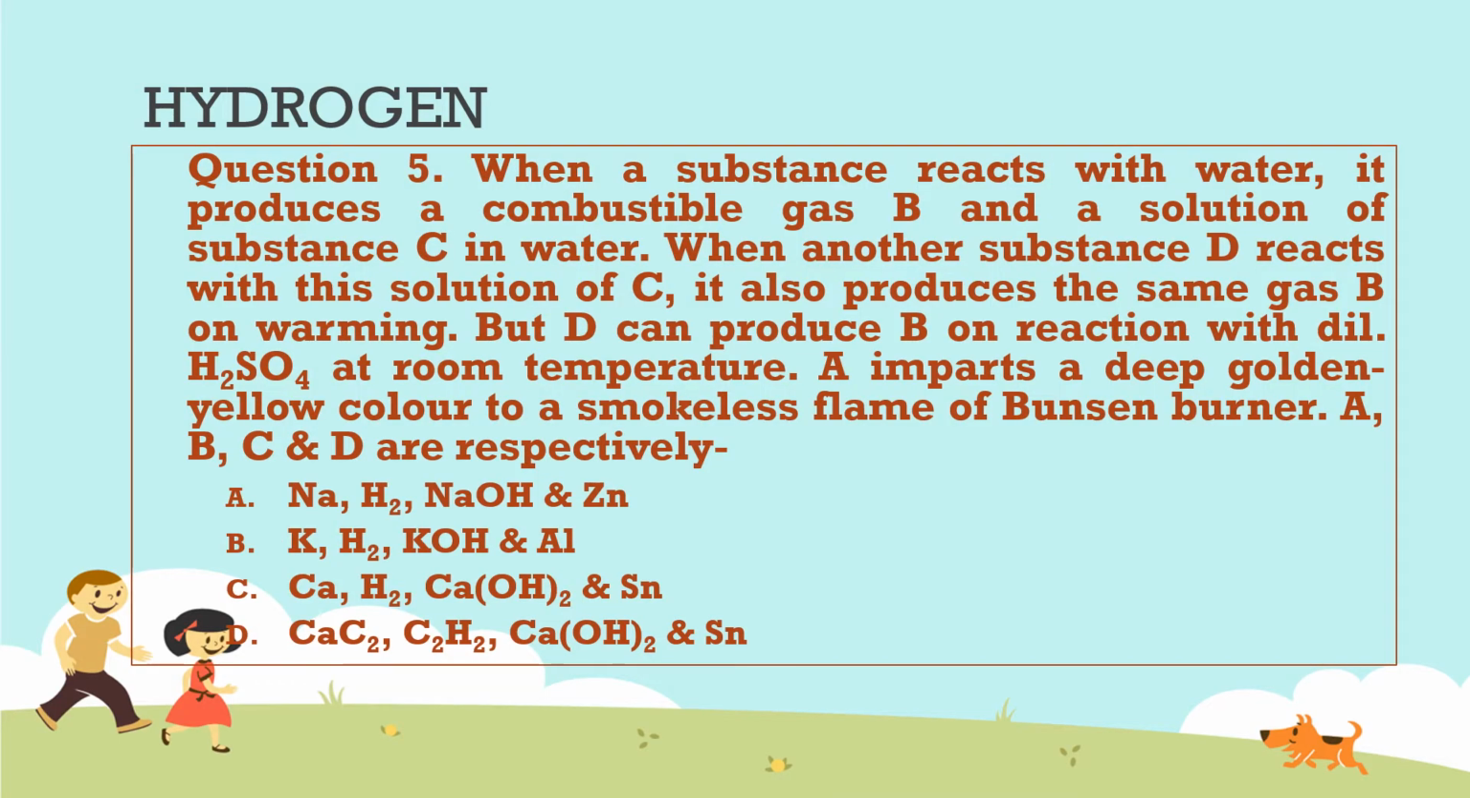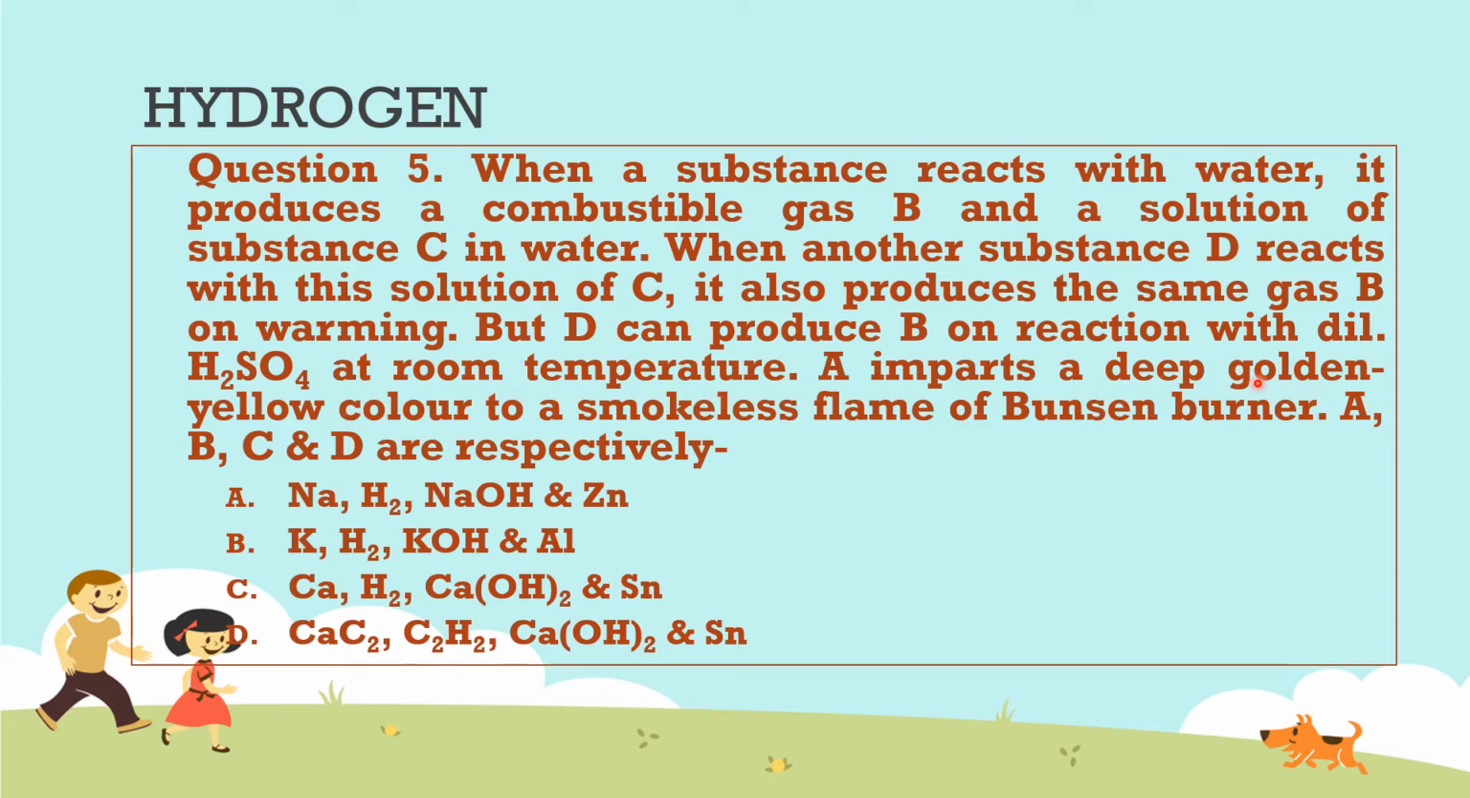So next we move on to question number 5. Question number 5 says that when a substance A reacts with water, it produces a combustible gas B and a solution of substance C in water. When another substance D reacts with a solution of C, it also produces the same gas B on warming, but D can produce B on reaction with dilute H2SO4 at room temperature.